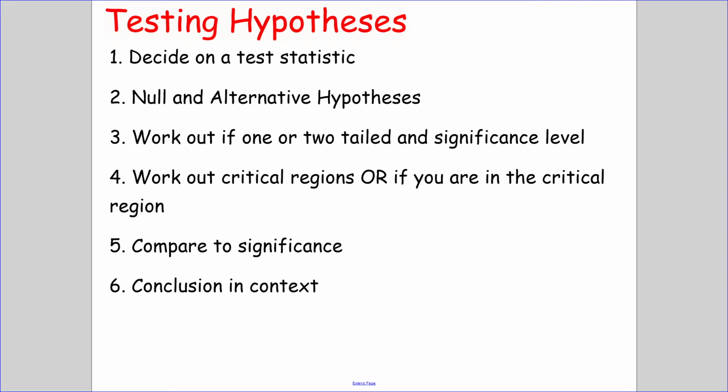Step 5 is a comparison to the significance. So we say, is this significant? Is it not significant? Do we accept H0? Do we reject H0? And then for step 6, we need a conclusion in context, if there is any context given in the question. Because mostly these are about dice or tests or medical surveys. So let's have a look and see if we can get through these steps. So add these to your notes and I'll try and point out which step we're doing at each bit.